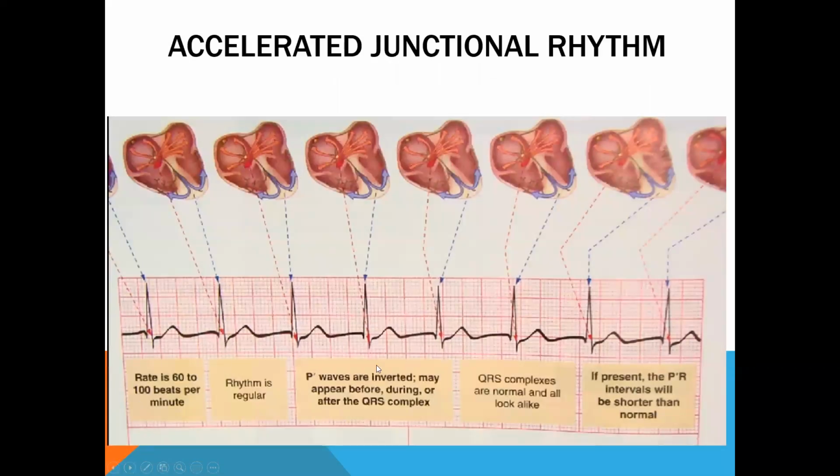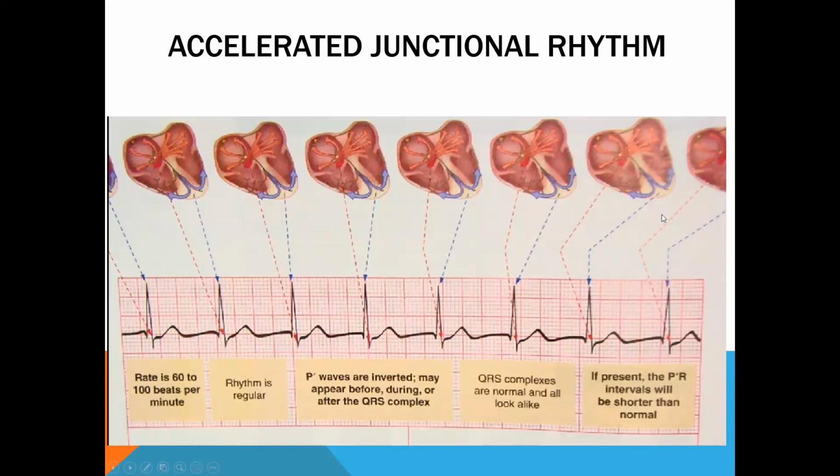And here's an example of it. So when we look at it, we're looking at 6 seconds: 1, 2, 3, 4, 5, 6, 7, 8 times 10. So the rate is 80 per minute. And when we look for P waves, we don't see P waves. So how can you have this fast of a rhythm and no P waves?